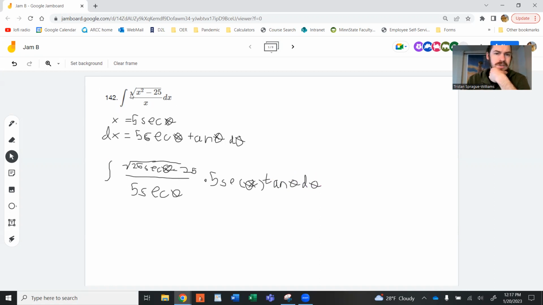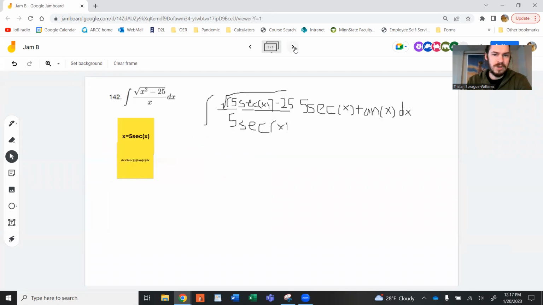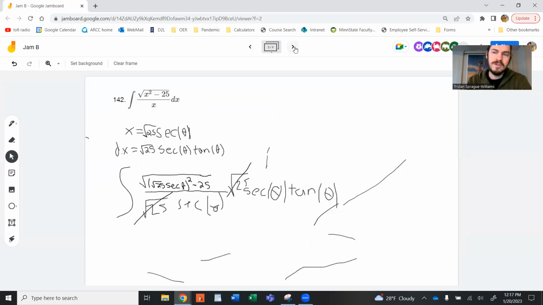For this one, we have this expression, square root of x squared minus 25. In that format, we want to use secant for our trig substitution. So in particular, x equals 5 secant theta. We have students working on that problem on the first 4 pages. That one's a little spicy.